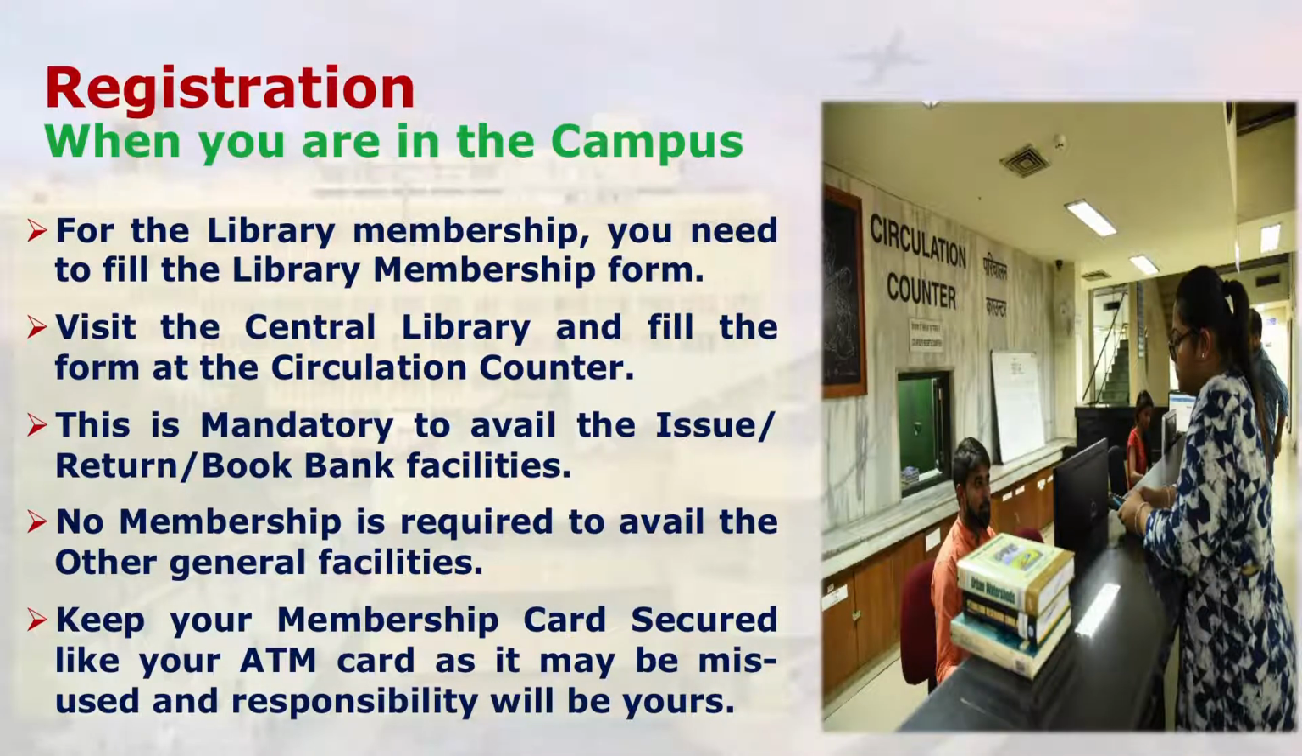Once you are on the campus, you need to register for library membership. For the library membership, you will get a small card at the circulation counters. You need to fill that card at the circulation counters. Library membership is mandatory to borrow books, that is check out and check in of books, and for other facilities like the online resources and for readings. Without membership, you can also avail those facilities, but for getting books issued and returned, you need to compulsorily fill the library membership form.